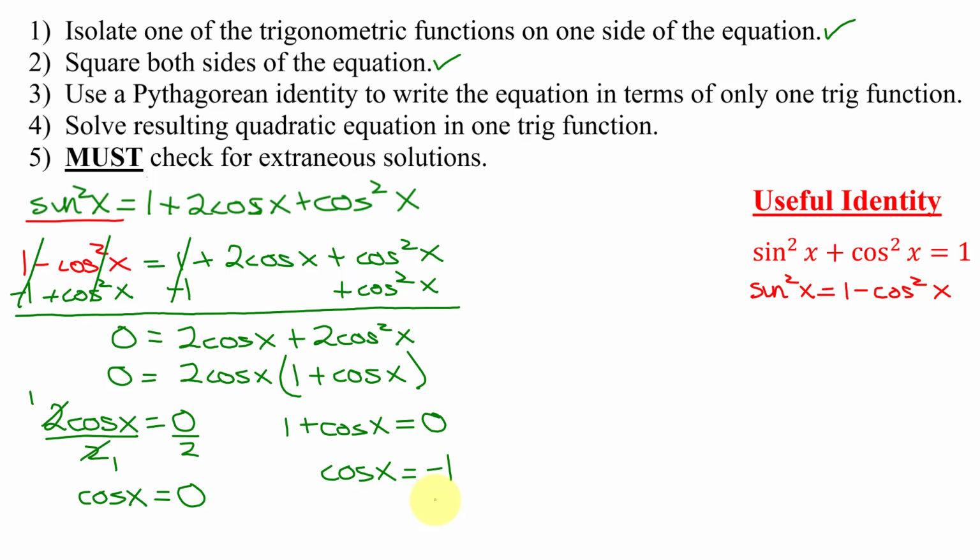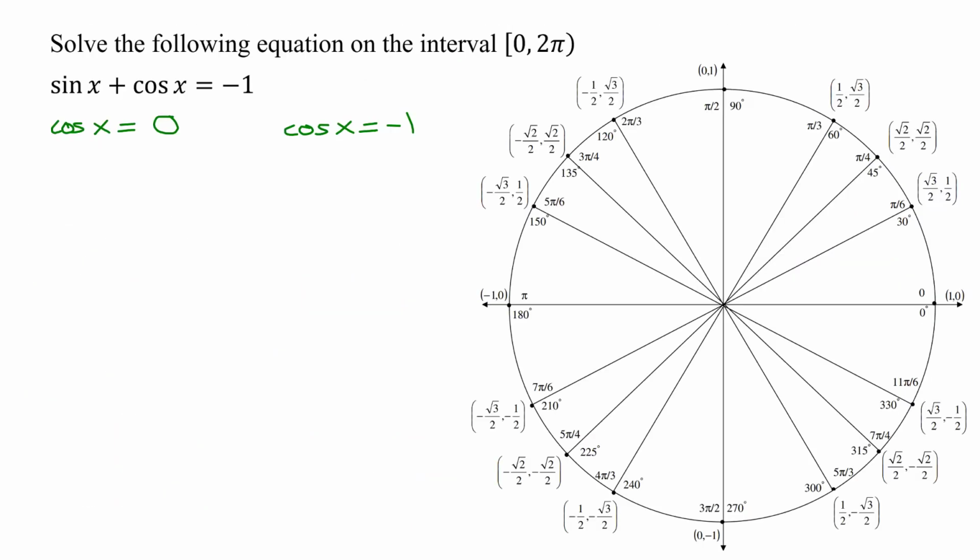I'm going to need some more room, so going on to the next page, here are the 2 solutions I got from the previous page, and I put my unit circle here. And remember, the cosine of x is the x-coordinate of all my ordered pairs on the unit circle. So where is the x-coordinate equal to 0? There is one value right here. So x is equal to pi over 2. And the x-coordinate is also equal to 0 right here when x equals 3 pi over 2.